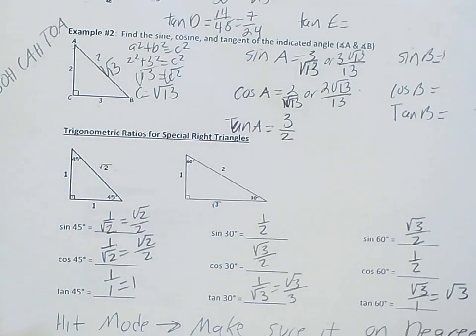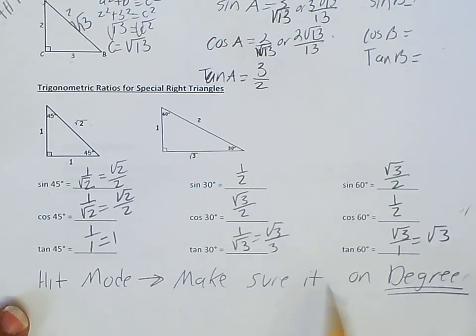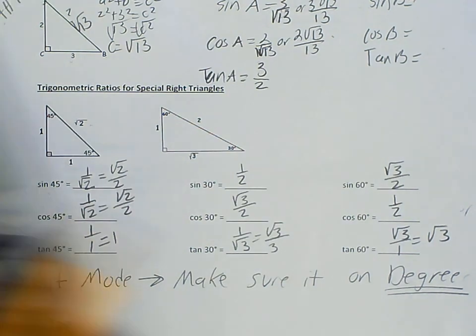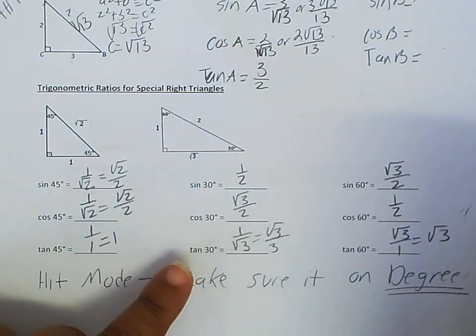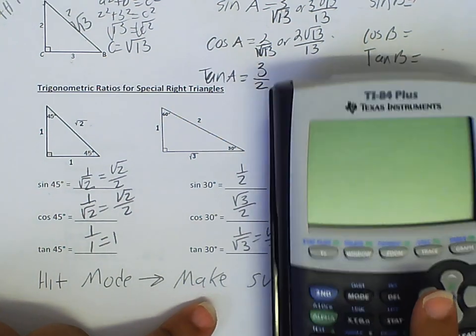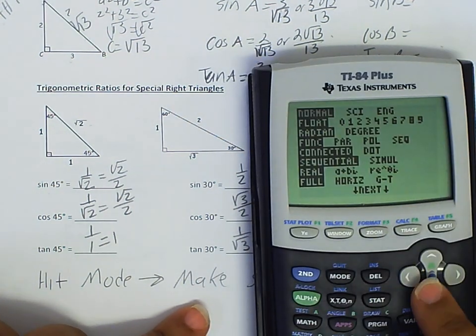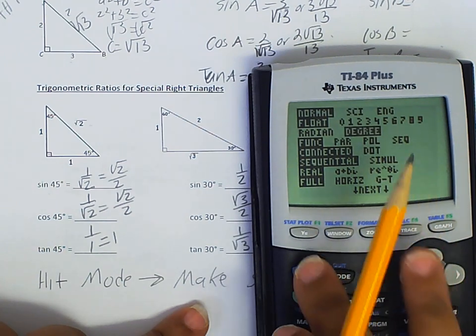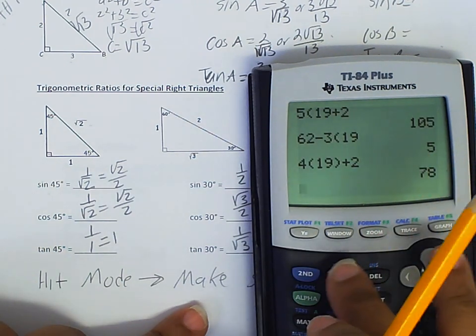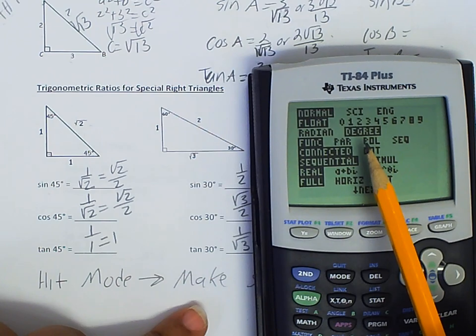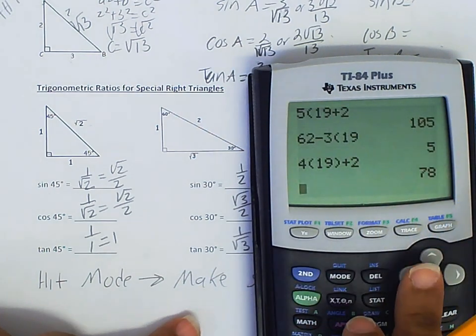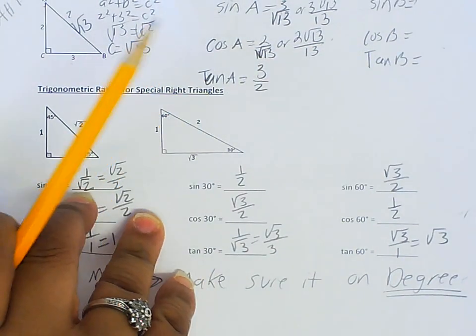Before I do that, you might want to write this down on your paper. Using these calculators, you want to make sure your calculator is in degree mode. So you would hit mode, then go down to where you see radians, but you want to highlight degree and hit enter there. Okay? And then you get out of there. Again, you want to hit mode and make sure degree is the one that is highlighted. Otherwise, your answers are going to come out wrong.